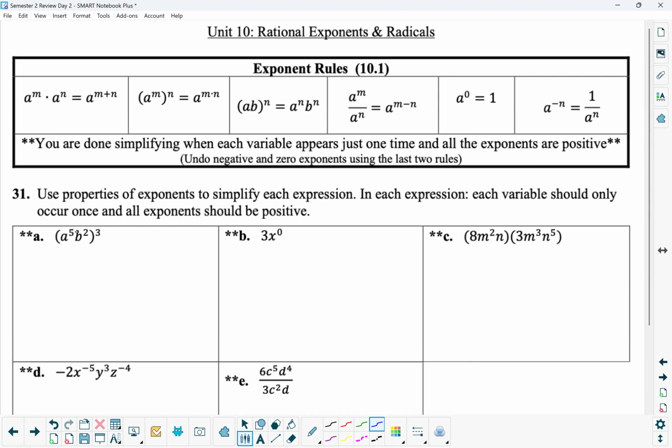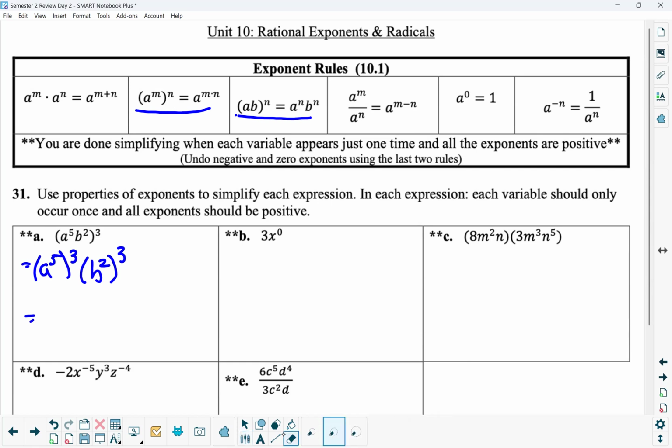So here we have a to the fifth, b to the second, that whole thing raised to the third power. So that is the third rule and the second rule both. So we're going to have a to the fifth raised to the third and b squared raised to the third. Power to a power, that's the second rule. And we multiply those exponents. So a to the 15th, b to the 6th.